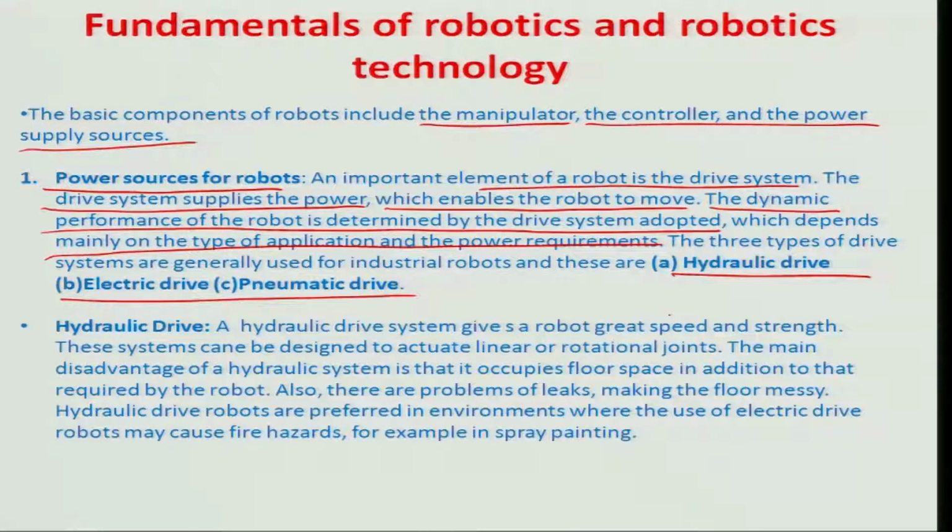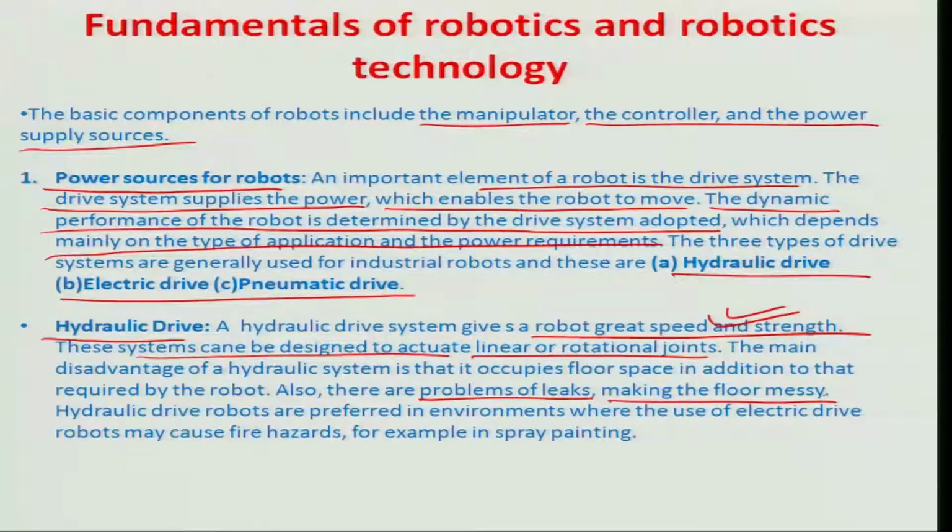Of course, there are many advantages and disadvantages of all the 3. Let us look at hydraulic drive first. So, hydraulic drive gives the robot great speed and also a lot of strength in doing its operation. The systems can be designed to actuate linear or rotational joints, for example, and as the name suggests, it is through oil movement in certain pressurized pistons across the robot. Obviously, as a medium is involved, there are additional problems of leakages which would come in such a robotic system, making the floor particularly messy, and also the occupancy level of the floor is also high because of additional pressure cylinders and storage tanks for the oil which would generate this mechanical motion in turn.